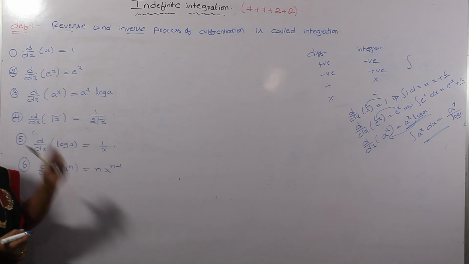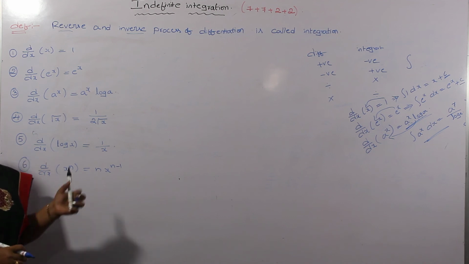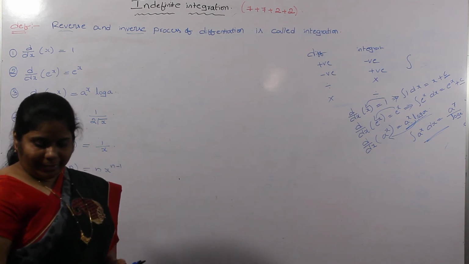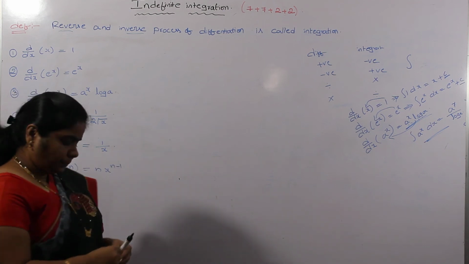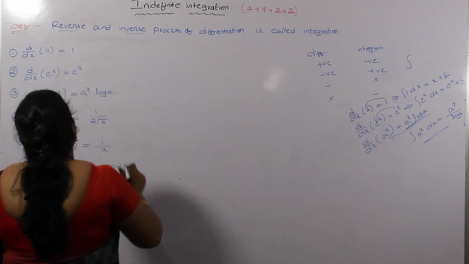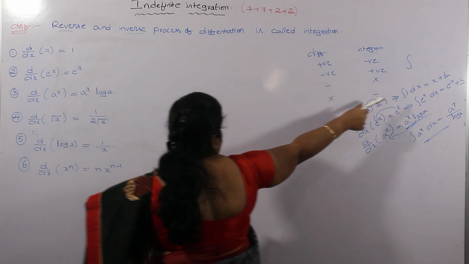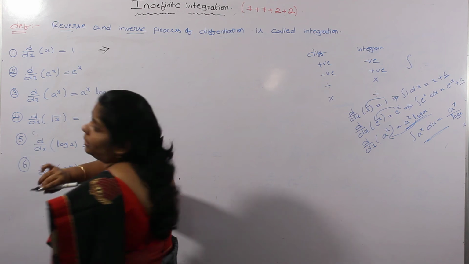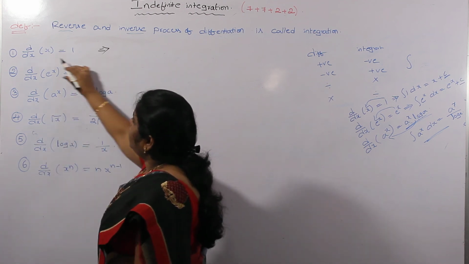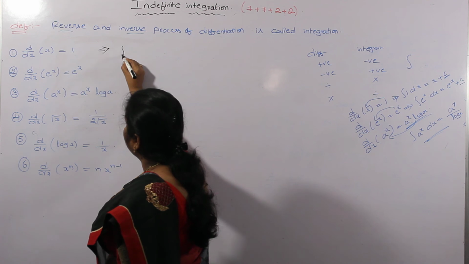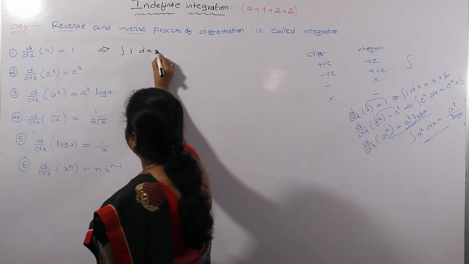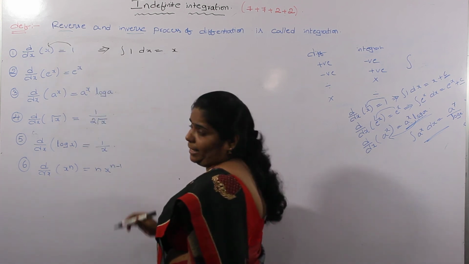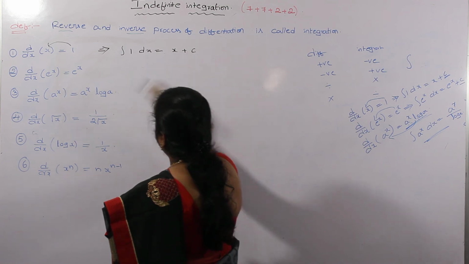Why am I writing the differentiation formulas first? From the differentiation we get the integration formulas. So how do we get the integration formulas from the differentiation? This is the integration symbol. Apply the integration to this function. dy/dx of x is equal to 1. Apply the integration: the integral of 1 dx is equal to, reversely, x only. So the integral of 1 dx is x plus the integral constant c.